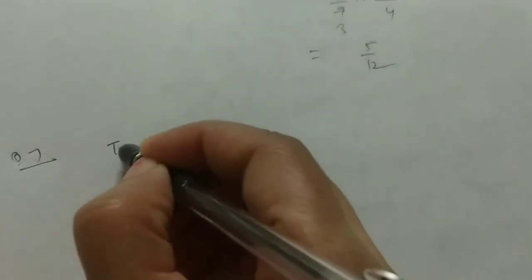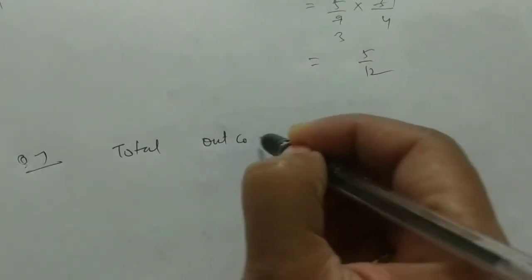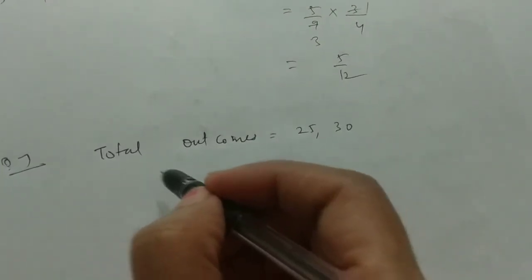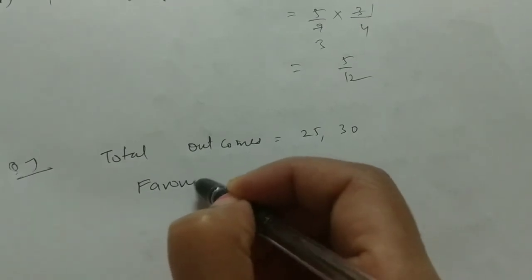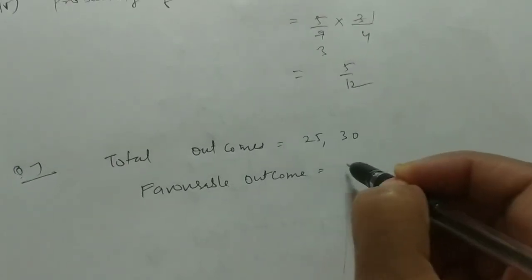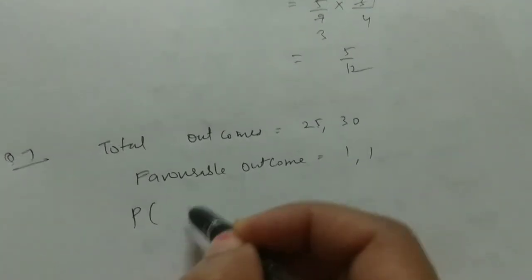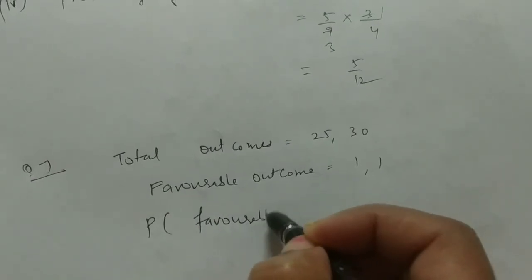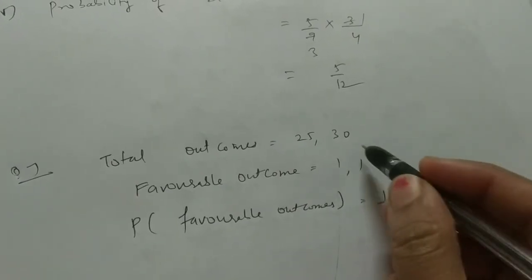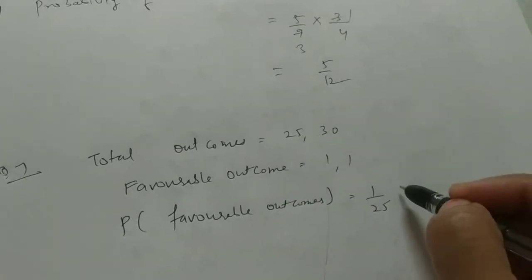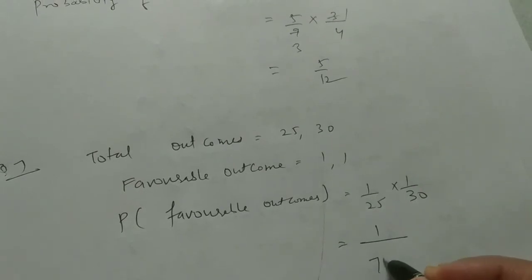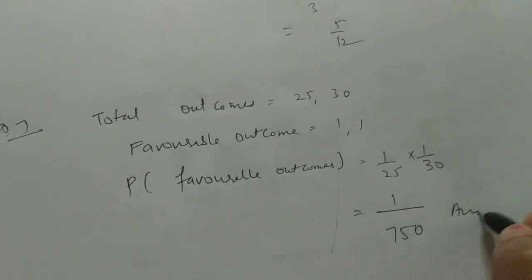So here total outcomes would be what? 25 and 30. So favorable outcome, chances of standing first for both of them is 1 and 1. So probability of favorable outcomes would be 1 by 25, because the class strength is 25 here and 30 there. So probability would be coming out as 1 by 750. So hope the question number 7 is also clear.